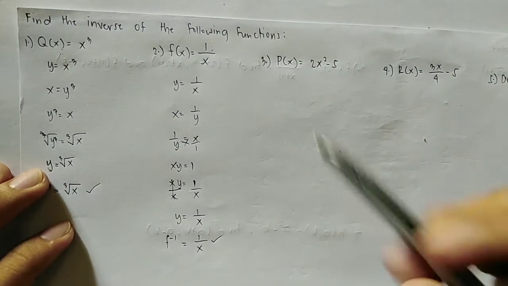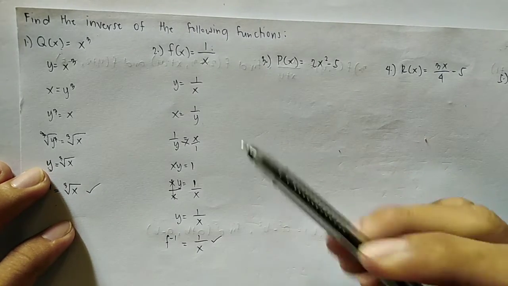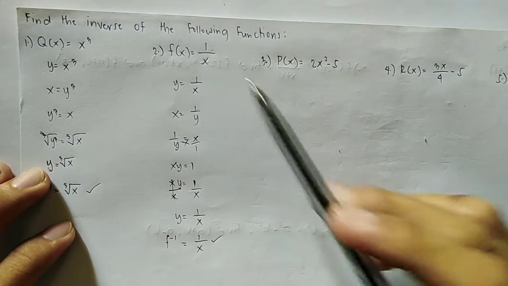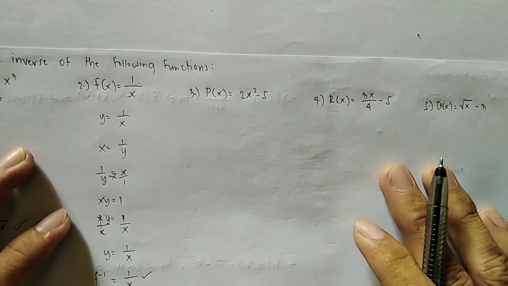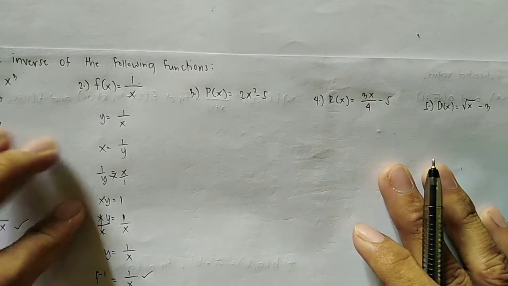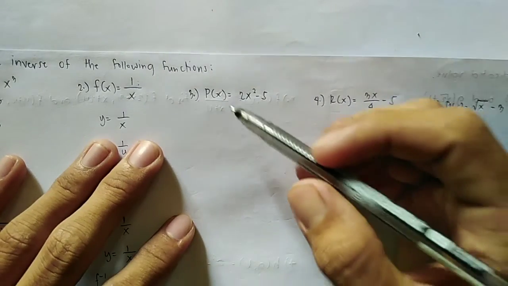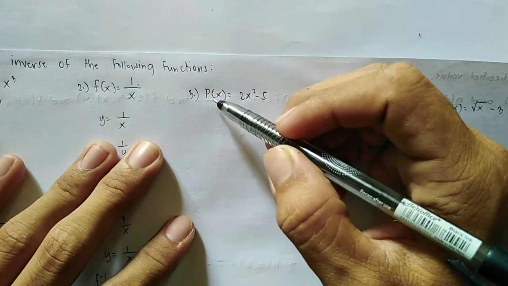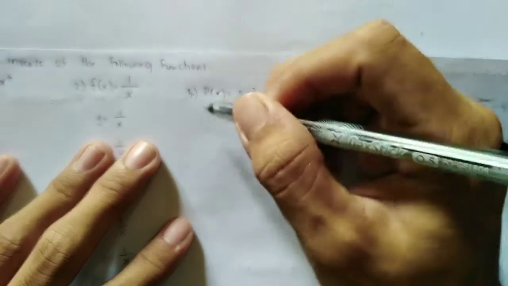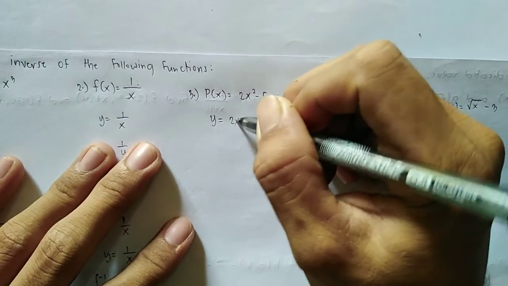Okay, just always remember or bear in mind that 1 over x has its inverse the same as 1 over x. So let us proceed to example number 3. We have the function defined by p of x is equals to 2x squared minus 5. The first step we are going to do again is to change the functional notation into y. So p of x will become y is equals to 2x squared minus 5.